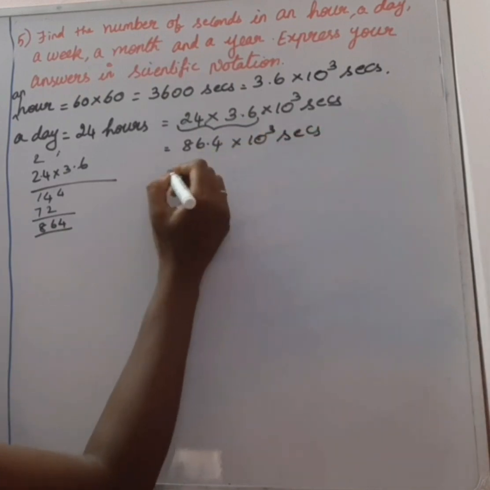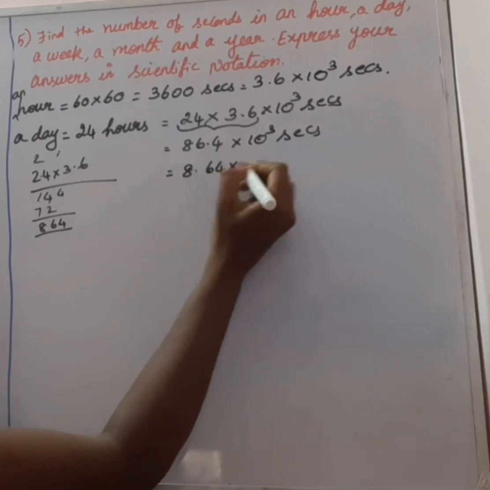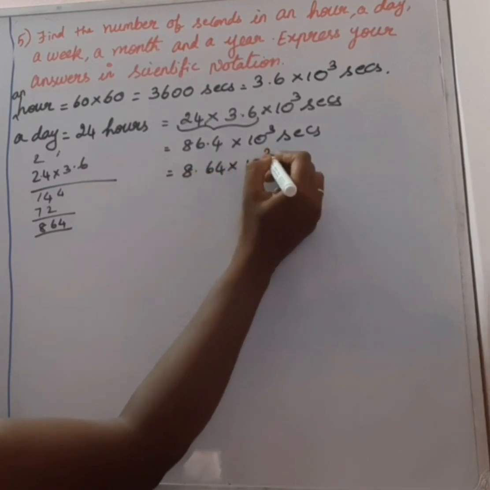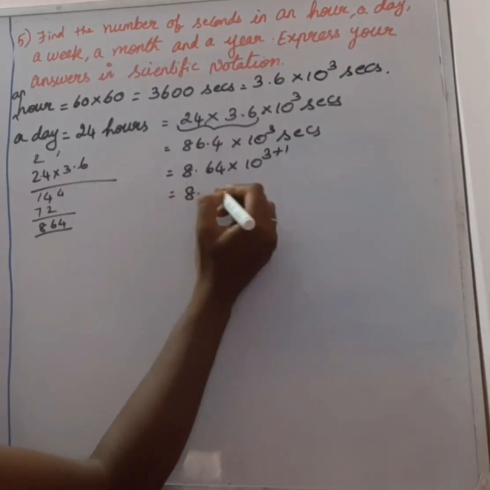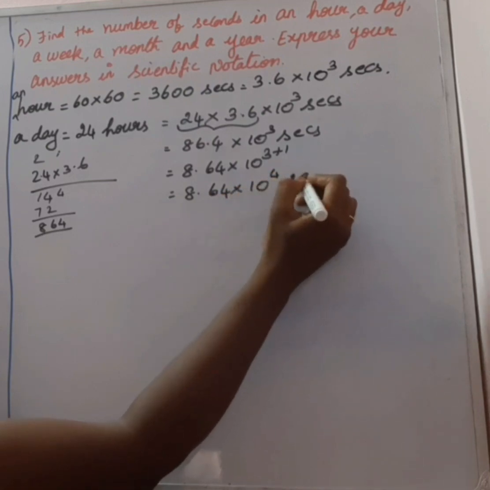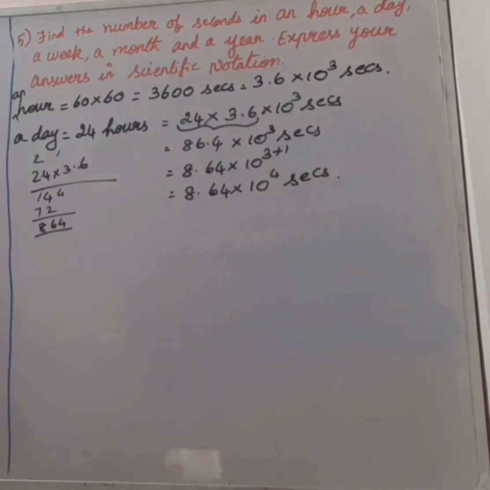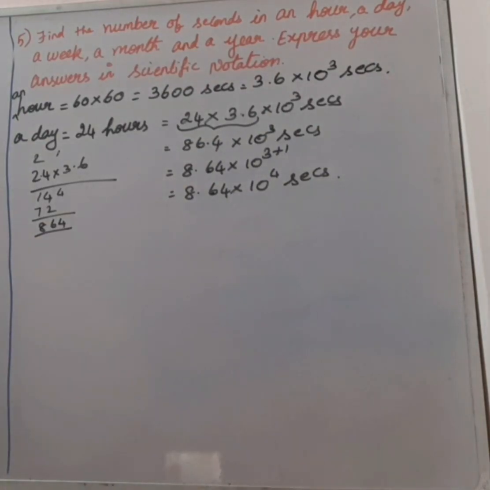So it can be written as 8.64 into 10 power 3 plus 1. So we get 8.64 into 10 power 4 seconds. Okay, let us clear. The next one is a week.